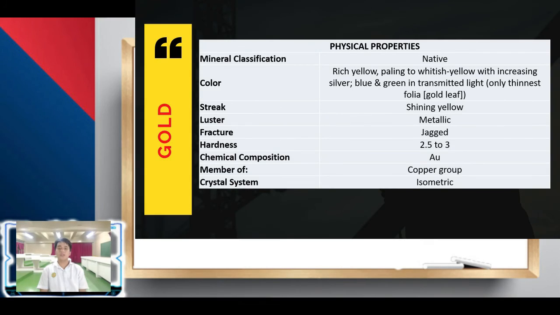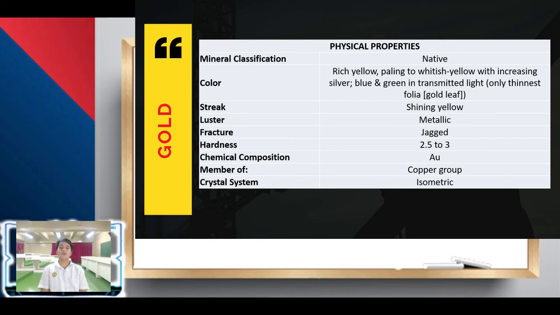The table shows the physical properties of gold. In mineral classification, gold is considered as native because gold can resist natural weathering processes like oxidation. The color of gold is rich yellow, paling to whitish yellow with increasing silver, blue and green in transmitted light. The color of gold in its powdered form, or the streak of the gold, is shining yellow.